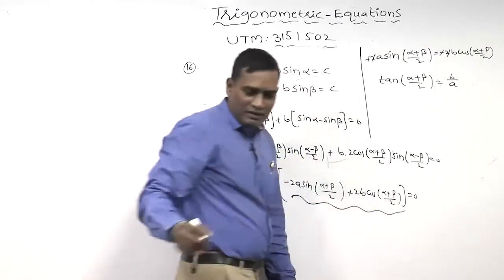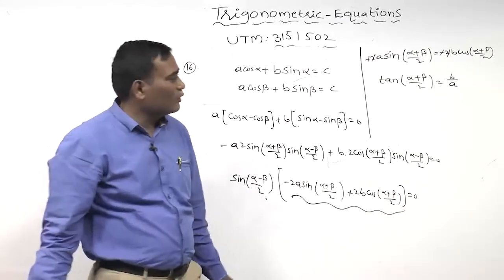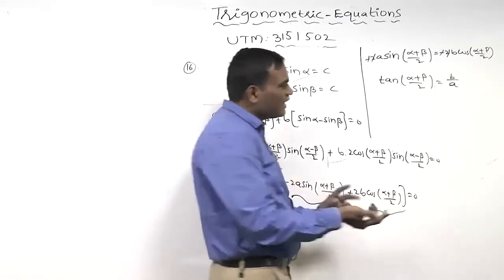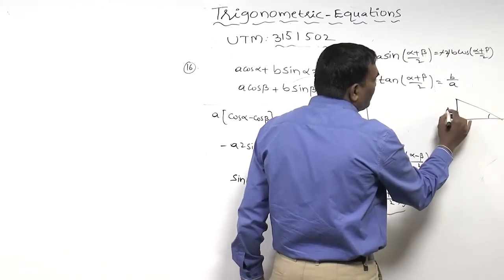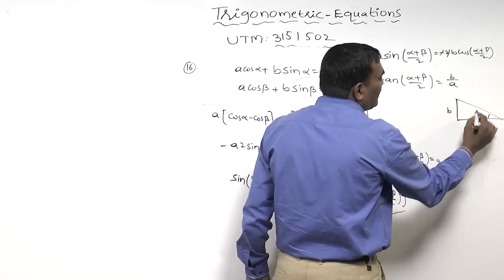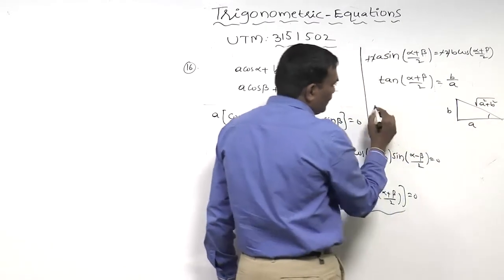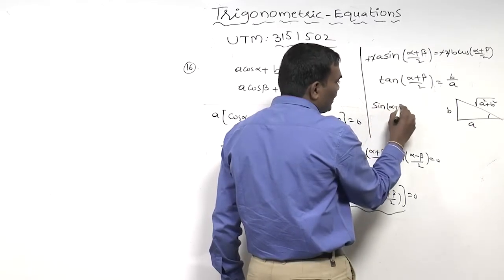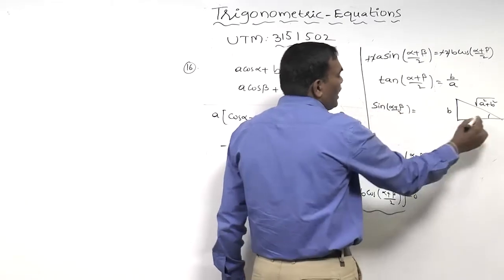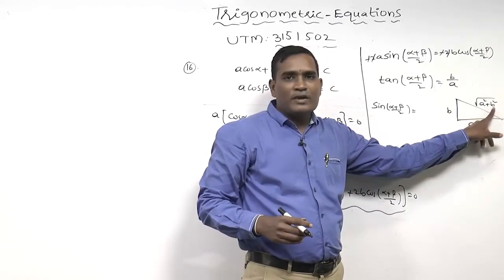But what is the question? The question is, I want sine of (alpha plus beta)/2, not tan of (alpha plus beta)/2. Take a right angle triangle. This is the angle. Tan means opposite side by adjacent side. What is the hypotenuse? Root of a square plus b square. So now I want sine of (alpha plus beta)/2. It is equal to opposite side by hypotenuse, that is b by root of a square plus b square.